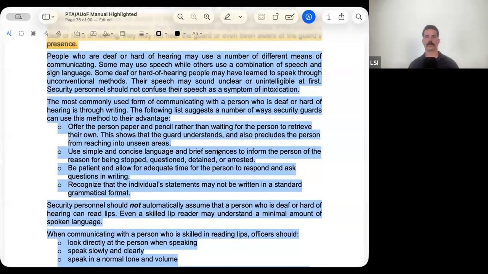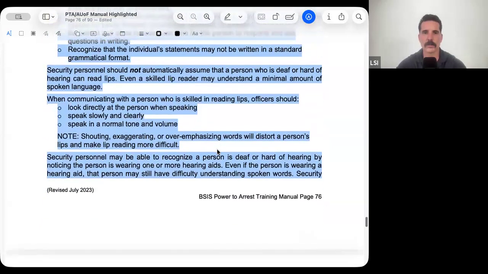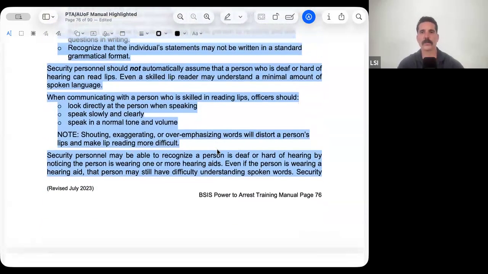Security personnel should not automatically assume that a person who is deaf or hard of hearing can read lips. Even a skilled lip reader may understand a minimal amount of spoken language. When communicating with a person who is skilled in reading lips, officers should look directly at the person when speaking. Speak slowly and clearly. Speak in a normal tone and volume. Note, shouting, exaggerating, or overemphasizing words will distort a person's lips and make lip reading more difficult.